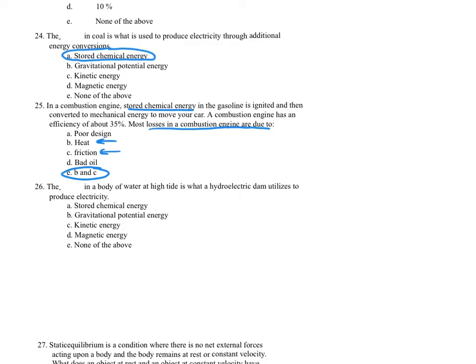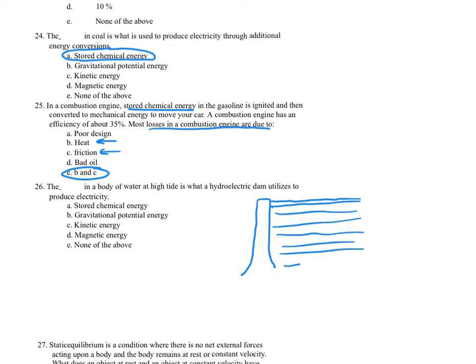The blank in a body of water at high tide is what a hydroelectric dam utilizes to produce electricity. So again, in a hydroelectric dam, you have water that is stored on one side, and it gets released through this penstock and through this pipe, and you end up with water flowing. And inside here is where you have the turbine and the generator. But if you look on the other side of the dam, the water is at a much lower level.